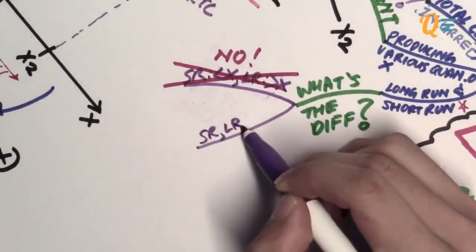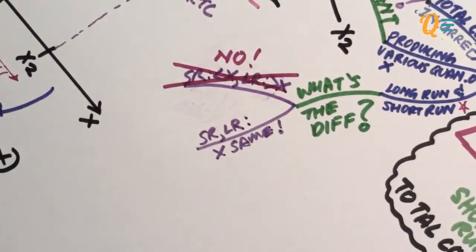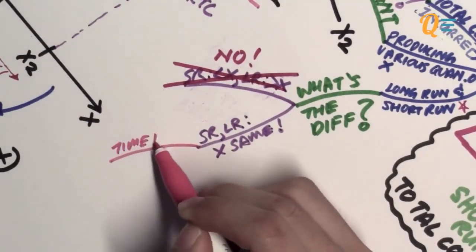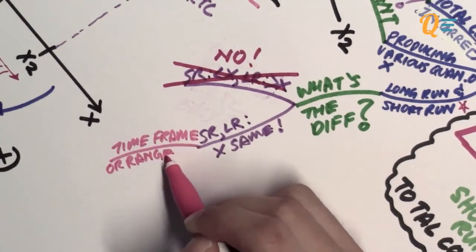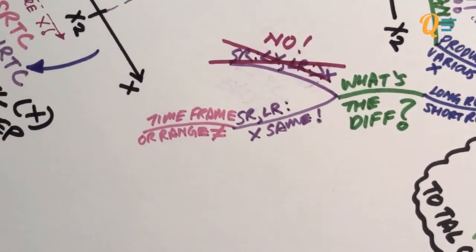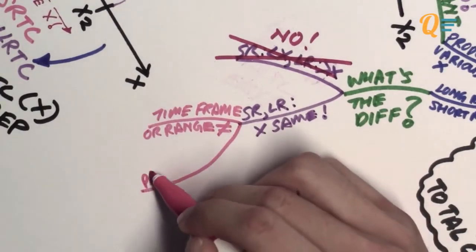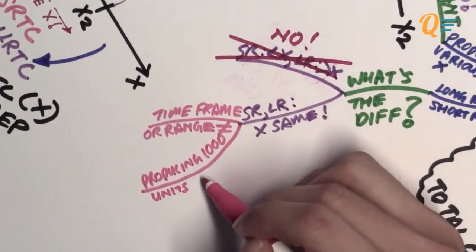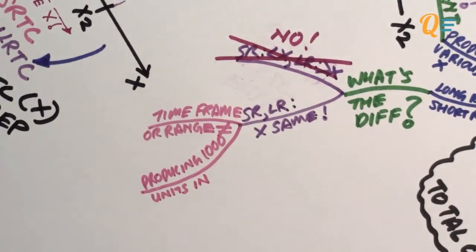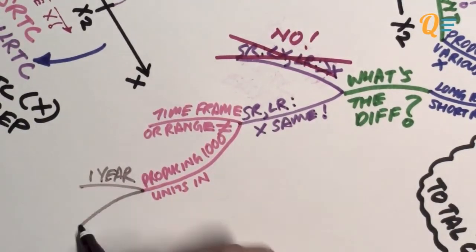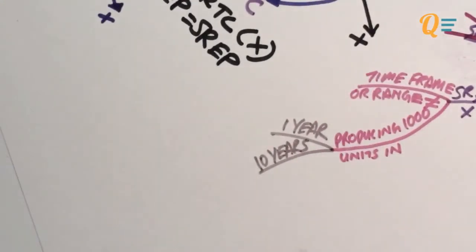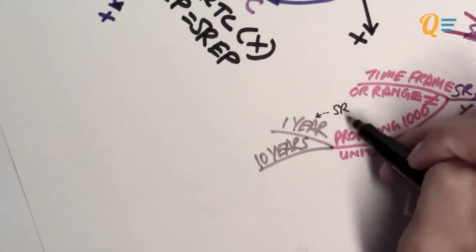In the short run and the long run, the quantity of x produced is actually the same, okay? So it's not about the different quantities. In fact, it is about the time frame or the time range, and the time range is not the same. Let me give you an example. Let's imagine I'm producing 1,000 units of X in, say, maybe 1 year or 10 years. So what we're talking about is the difference between producing 1,000 units in a year and producing 1,000 units in 10 years. That is the difference between the long run and the short run.